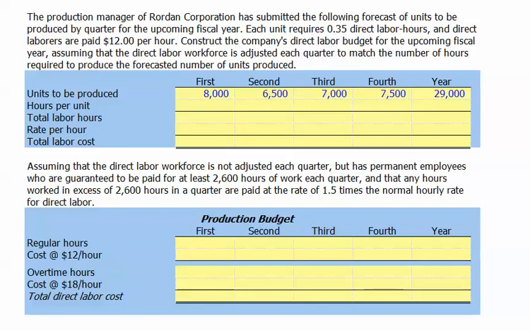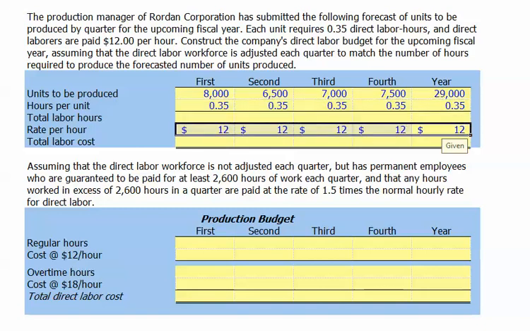The production manager of Rorden Corporation has submitted the following forecast of units to produce by quarter for the upcoming fiscal year. Each unit requires 0.35 direct labor hours, and direct laborers are paid $12 per hour. Construct the company's direct labor budget for the upcoming fiscal year, assuming that the direct labor workforce is adjusted each quarter to match the number of hours required to produce the forecasted number of units.